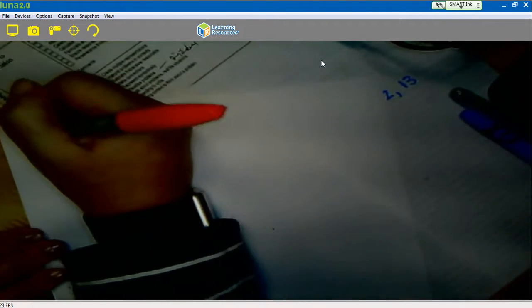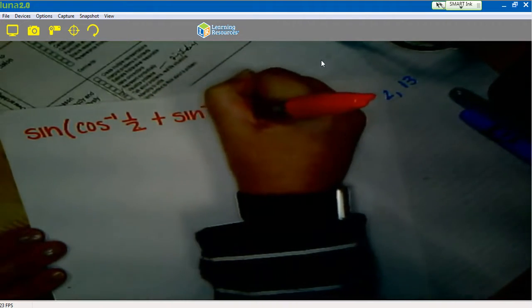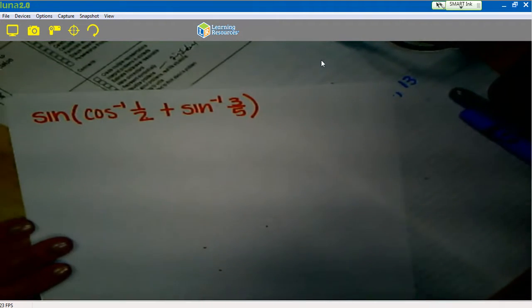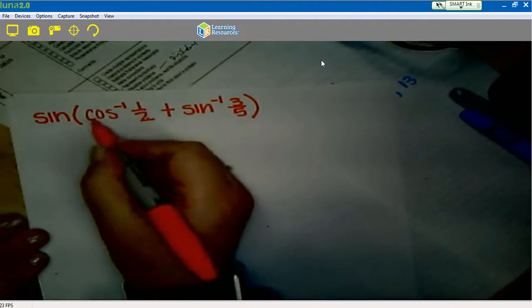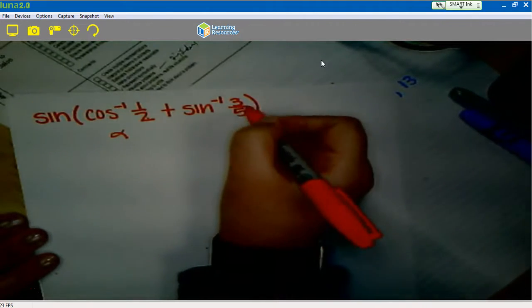So let's take a look at the upper right corner where it says to find the exact value of sine of the inverse cosine of 1/2 plus the inverse sine of 3/5. So what we're going to do is we are going to think about the inverse cosine of 1/2 as being our alpha and the inverse sine of 3/5 as being our beta.